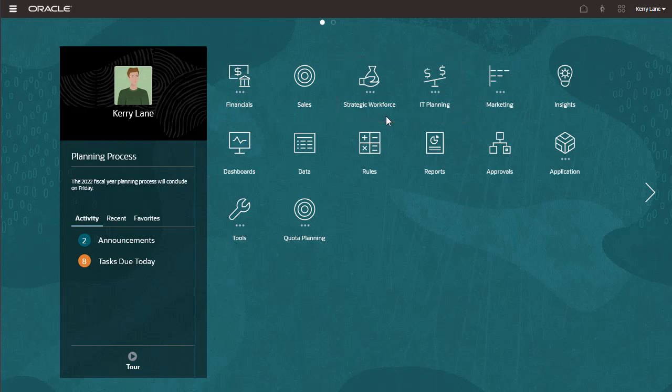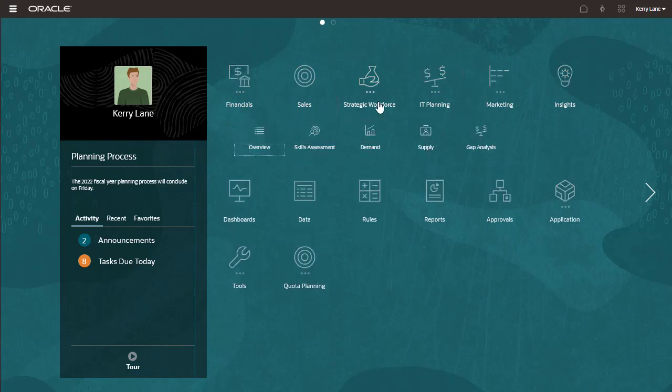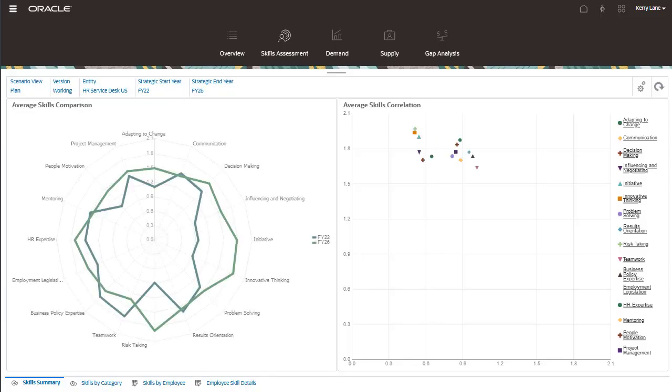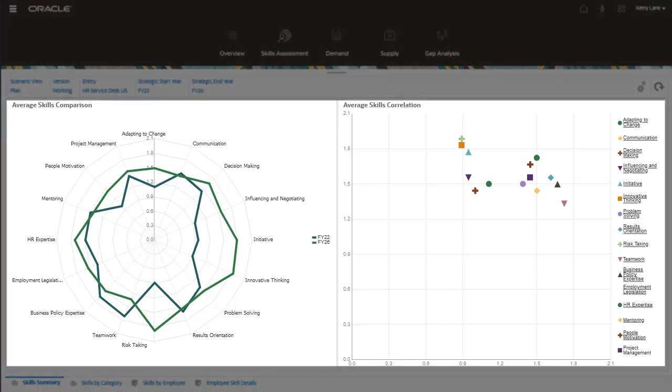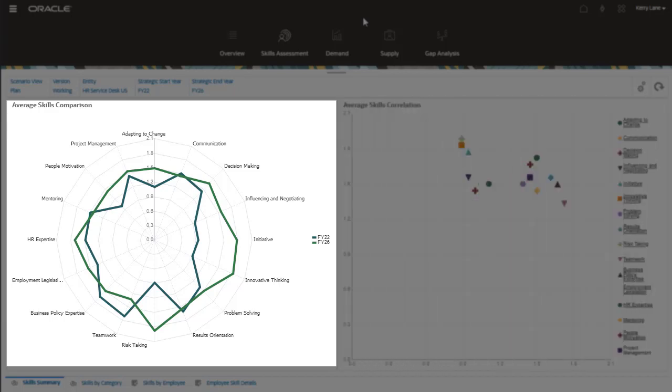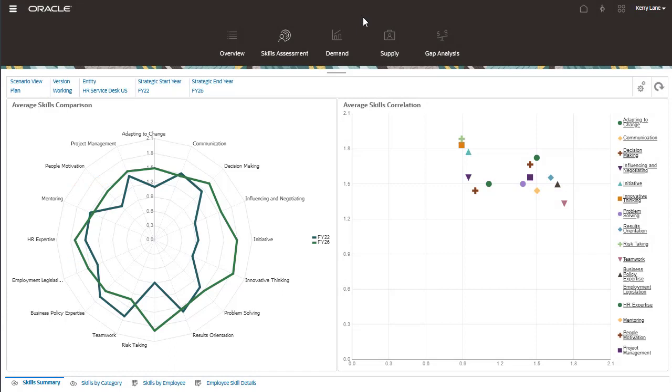HR does a different kind of planning. Instead of planning dollars and cents, HR is really planning skill sets. What are the organization's required skill sets needed to meet the strategic objectives? You start with information coming directly from HCM. On the left, for the average skills comparison, we look at the current skills in blue and the skills needed for FY26. That leads into the broader exercise of planning the demand and the supply of employee strategic skills.